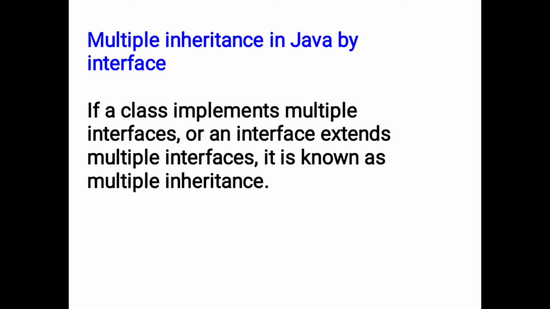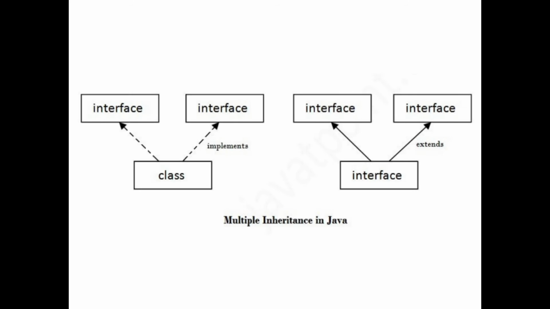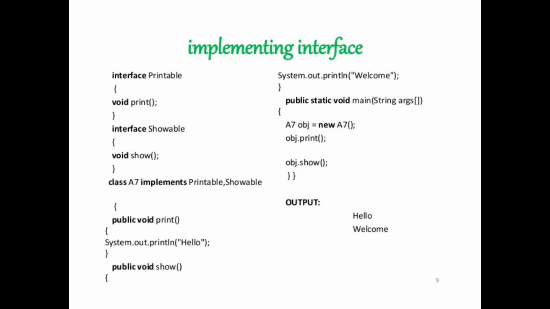Multiple inheritance in Java by interfaces. If a class implements multiple interfaces, or a multiple interface extends multiple interfaces, this is known as multiple inheritance. For example, here two interfaces are implemented in one class. Another example, two interfaces extended by one interface. This is called multiple inheritance in Java.